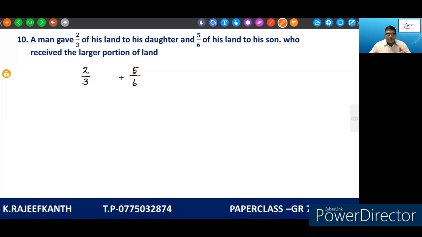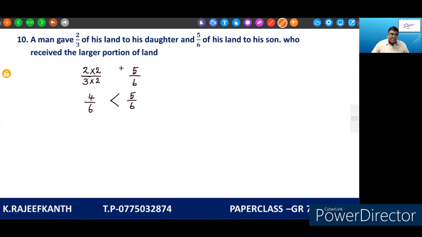The LCM of 3 and 6 is 6. Now we have to make the denominator 6. In this fraction, already the denominator is 6. Then no need to make this denominator 6. So here 2/3. The denominator is 3. So we have to make this denominator 6. So we have to multiply both numerator and the denominator by 2. Then 4/6. This is 5/6. Right? Now the denominators are equal. Now we can compare the numerators. Here 4 is less than 5. That means this 5/6 will be the greater one or larger one.